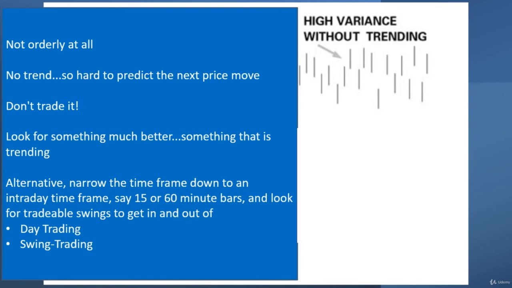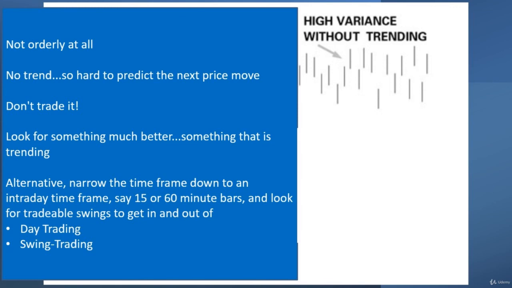Alternatively, when you see this, one thing you could do is narrow the time frame down to a smaller time frame, like an intraday time frame. Say 15 or 60-minute bars. And look for tradable swings to get in and out. So if these bars that we're seeing here in the example represent a full day of open and closed trading, with our range of highs and lows, inside there it might be some trends inside those days, and you're trading on a 15 or 60-minute bar or even less, rather than trading on a day type thing.